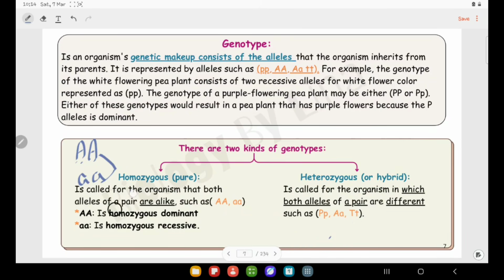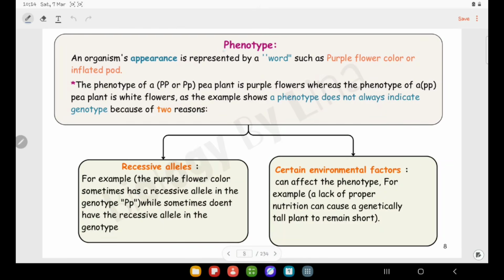Okay. Now, if we talk about the phenotype, on the other hand, it's not the genetic makeup, it's the appearance of the organism. What you can see, for example, when we say purple flower, this is the appearance of the flower color. And when we say, for example, inflated pod, all of these are appearances and they are represented by words. For example, if he asks about the phenotype of P capital P capital or P capital P small, it will be purple flower.